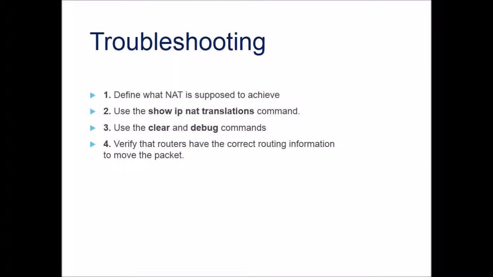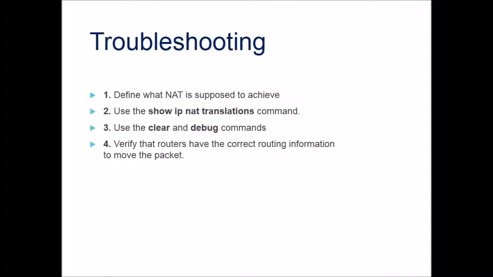When there are IPv4 connectivity problems in a NAT environment, it is often difficult to determine the cause of the problem. In order to verify that NAT is operating as expected, we can follow the next steps. Step 1. Based on the configuration, define what NAT is supposed to achieve. Step 2. Use the show ip nat translations command to verify that correct translations exist in the translation table. Step 3. You can use the clear and debug commands to verify that NAT is operating as expected. You have to verify that dynamic entries are recreated after they are cleared.